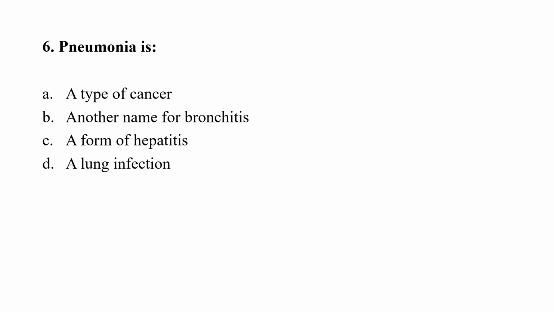Question number 6. Pneumonia is option A type of cancer, option B another name for bronchitis, option C a form of hepatitis, option D a lung infection. Pneumonia is the inflammation of the alveoli or the surrounding tissues, and it is the type of lung infection. The correct option here is option D.